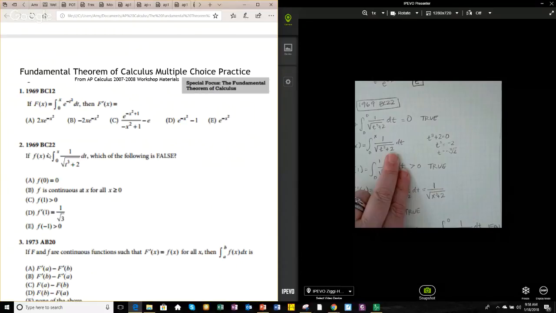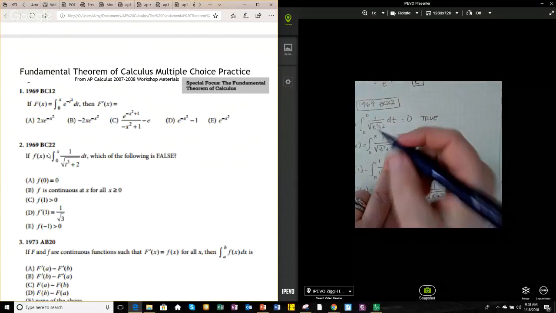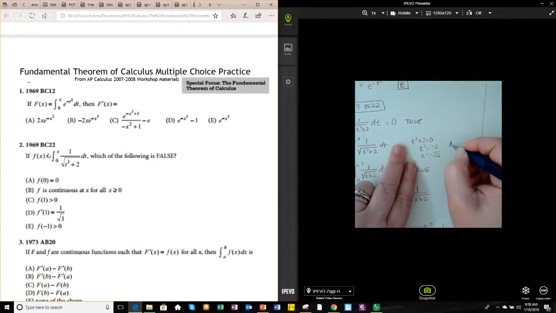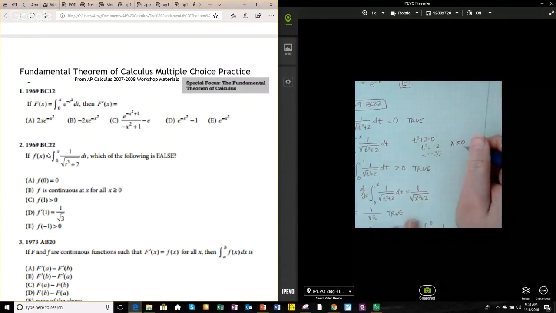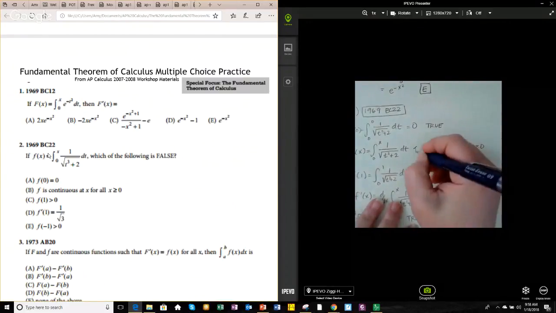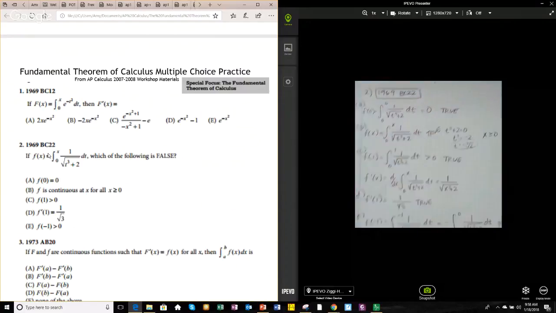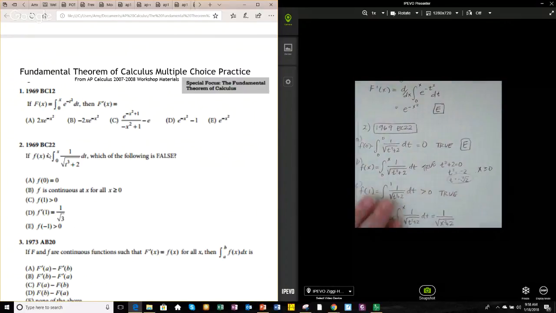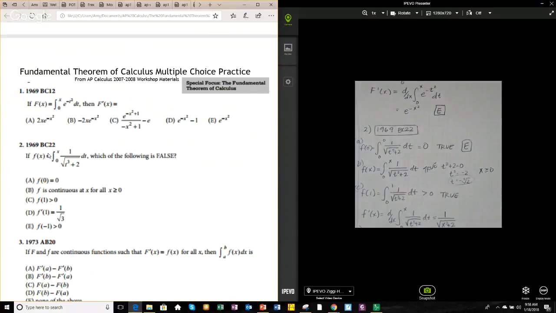Oh, it's for all x greater than or equal to 0. Sorry, I didn't notice it said that. Yes, that's true, because obviously the discontinuity is going to occur right here. So this is clearly true. I'm sorry, I missed that part of that question. And then that one's false. So gosh, this one is E also. I guess maybe all the questions in 1969 were E.